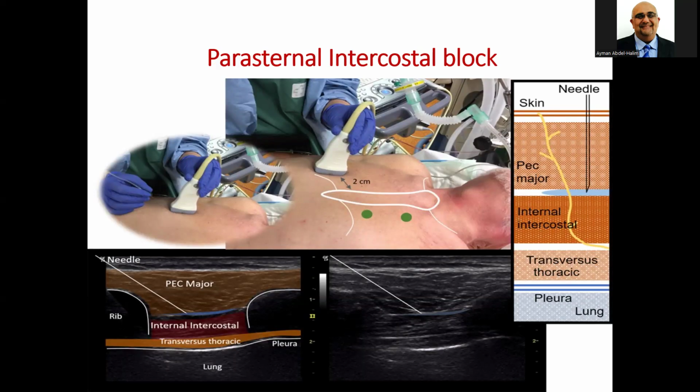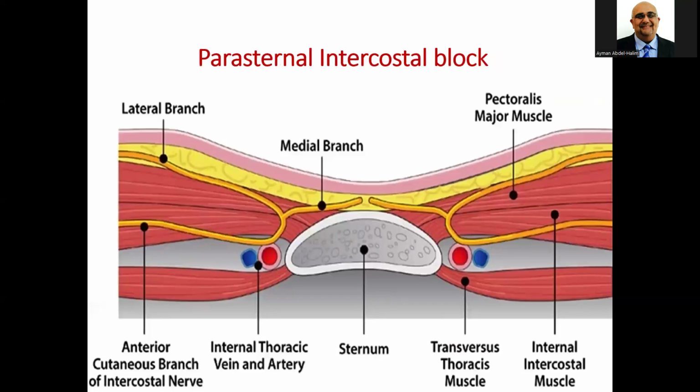Parasternal block. Again, as you can see, you put your needle in the space between the pec major and the internal intercostal, 2 centimeters from the sternum. Again, between pec major and internal intercostal. Parasternal intercostal block. Look at, again, we look at the vessels here, guys, okay?